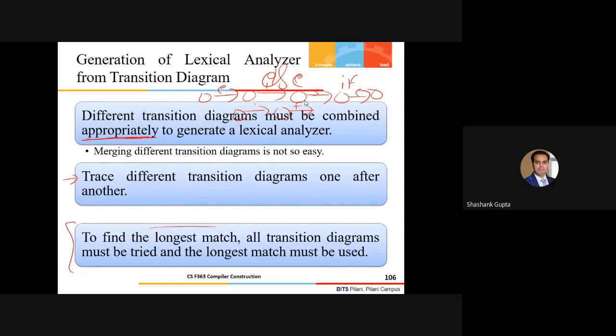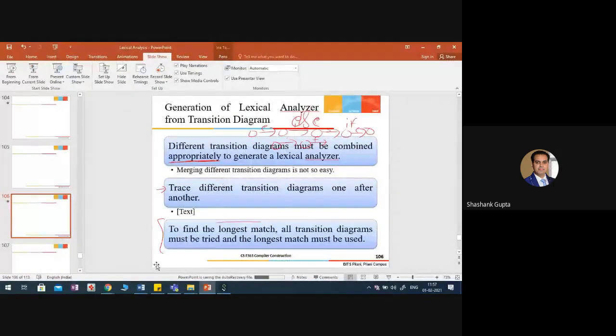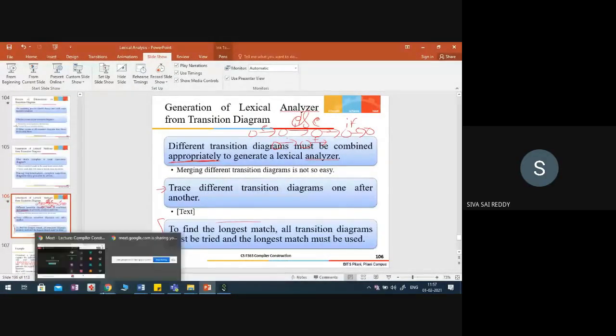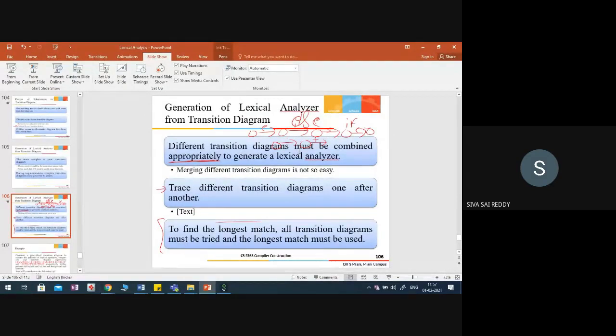So guys, I'm stopping here. Any question you can ask me right now. Sir, you said that multiple transition diagram implementation takes less time. Yes, it takes less time because I myself have implemented it as part of a C program. You can even try it on your terminal as well.